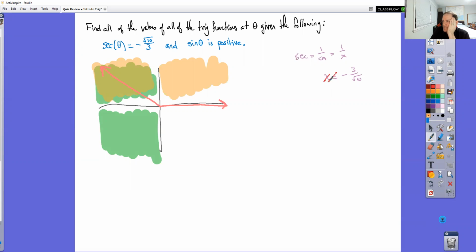It wasn't wrong, but it was a dumb idea because secant, sure, it's 1 over x, but it's also r over x. And you might be better off in this problem just letting r not be 1. I'll just let the radius be root 10 and let the x value be negative 3. You got to attach the negative to the x. The radius can't be negative, but just do that.